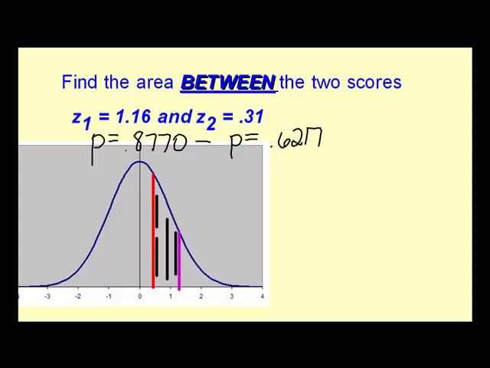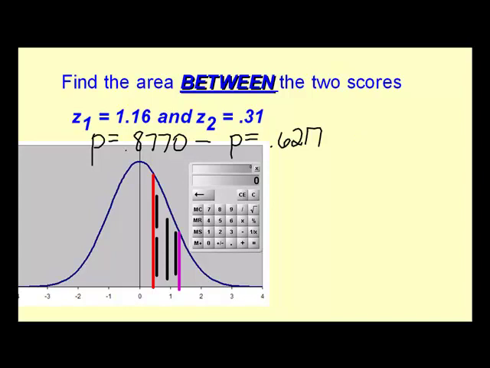So I get my rusty trusty calculator out. 0.8770, get rid of everything that would have been behind the red. We're going to get rid of it by subtracting. 0.6217 is the portion I'm getting rid of. For an area that's shaded of 0.2553. That's the probability of getting a z-score between the two that were given.